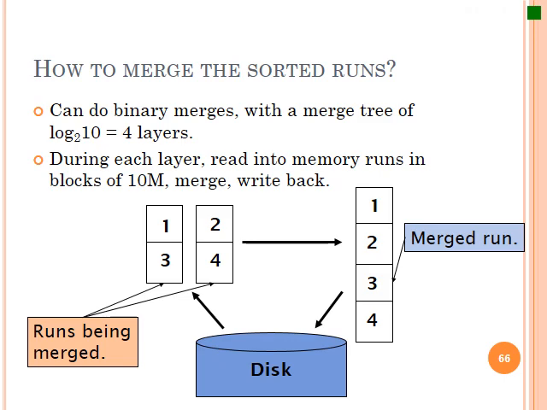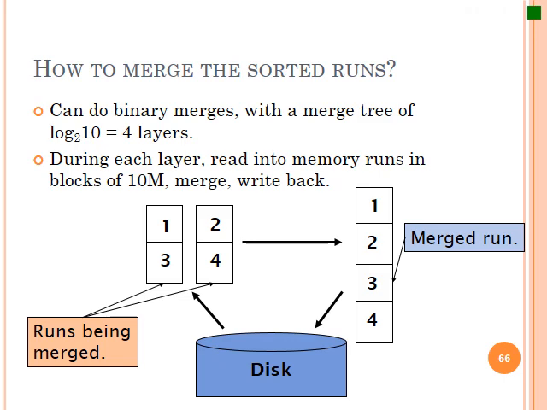So how do you merge the sorted runs? You can do binary merges, with a merge tree of log 10 to the base 2. Remember, you have 10 runs going. So you can merge 2 at a time, and then merge the intermediate ones into another layer, and you keep doing this. So it's a tree.